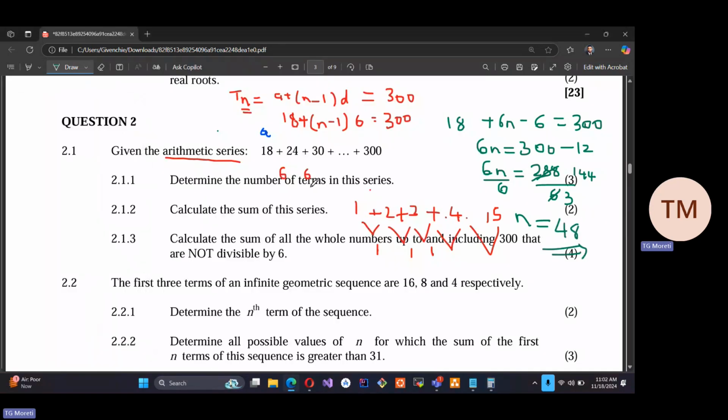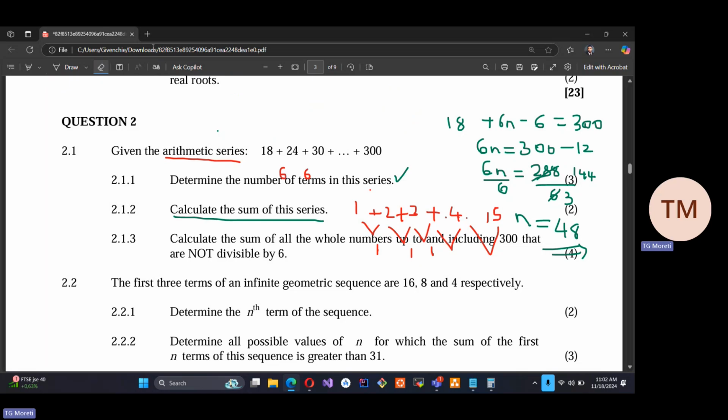Alright, so this is for question number 2.2.1. Now calculate the sum of this series. To calculate the sum, we use the formula that's given on our examination formula sheet. Since it's arithmetic, we're going to use Sn is equal to n over 2 into (a plus l).